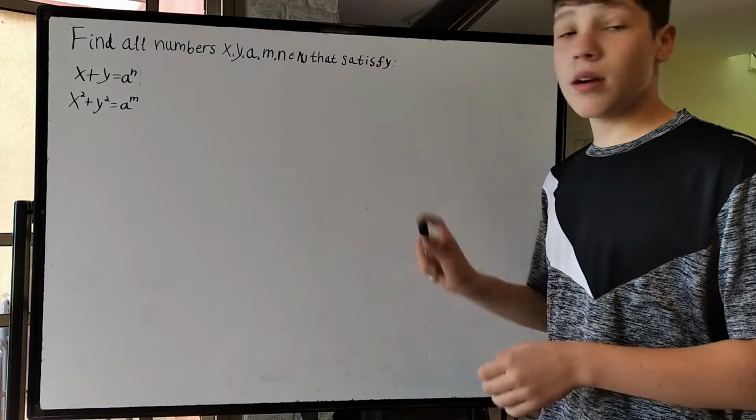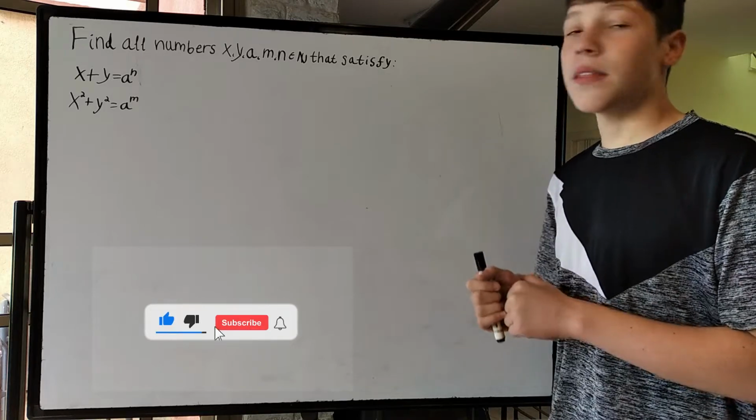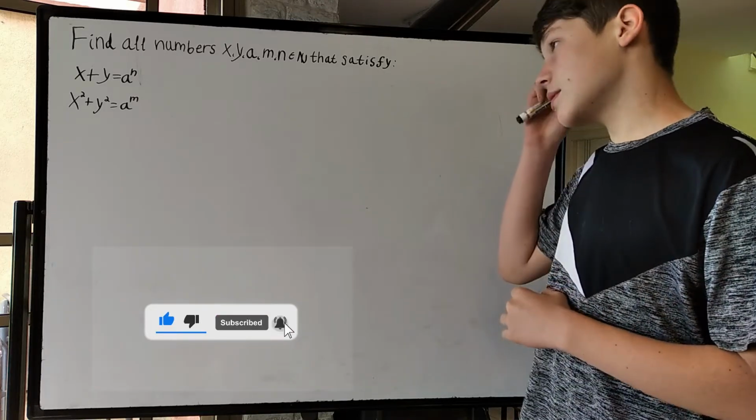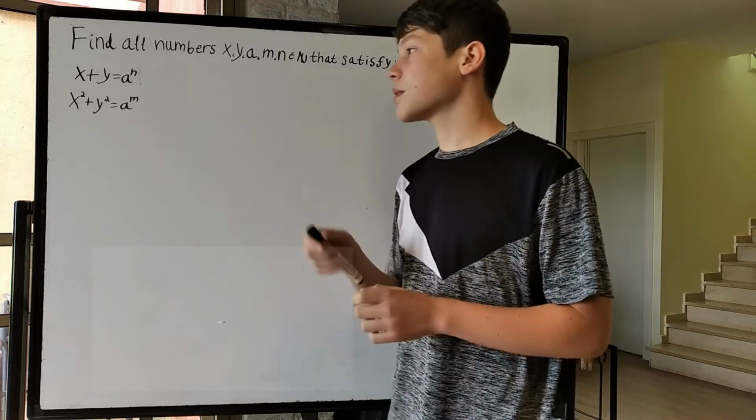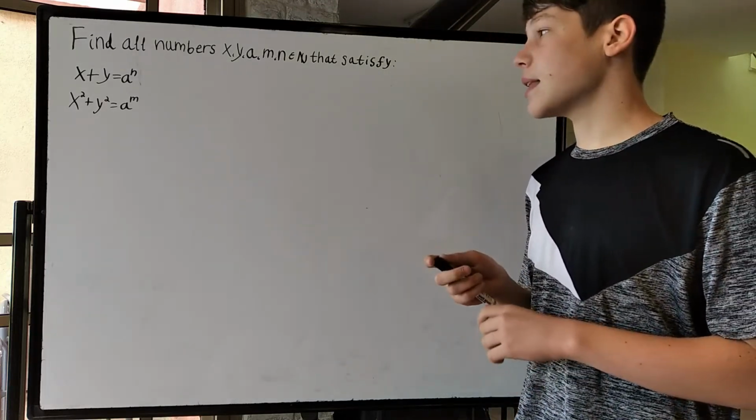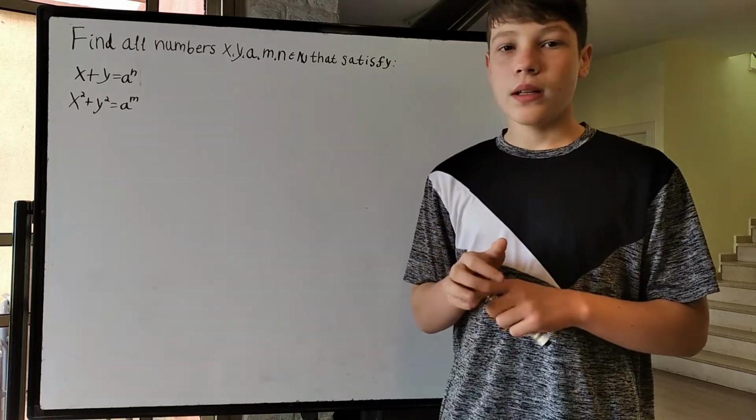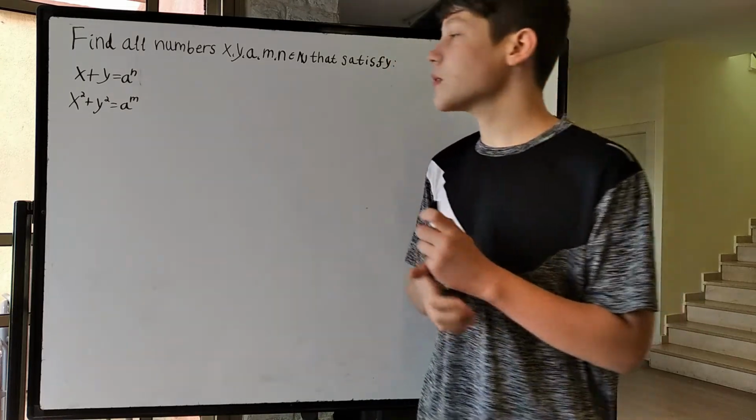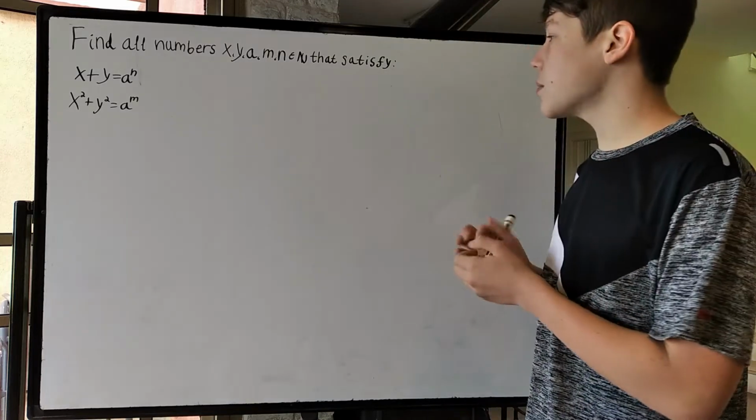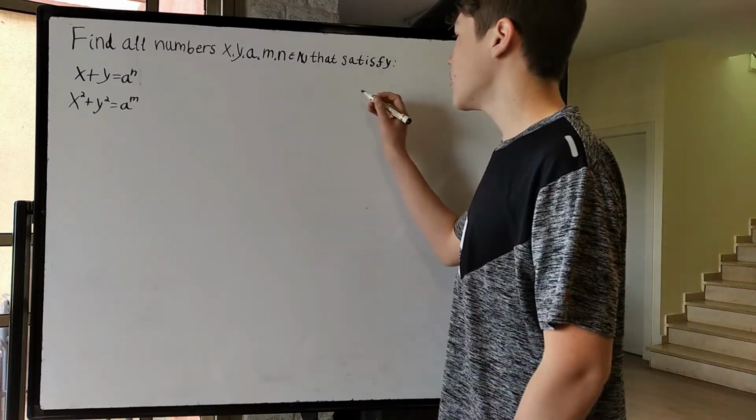So we need to find all numbers x, y, a, m, and n that are natural numbers that satisfy x plus y is a to the n and x squared plus y squared is a to the m. So let's begin. First of all, I want to establish a small obvious inequality, but we'll prove it.